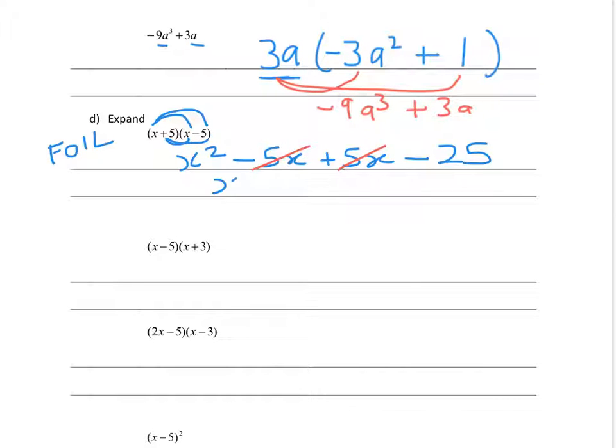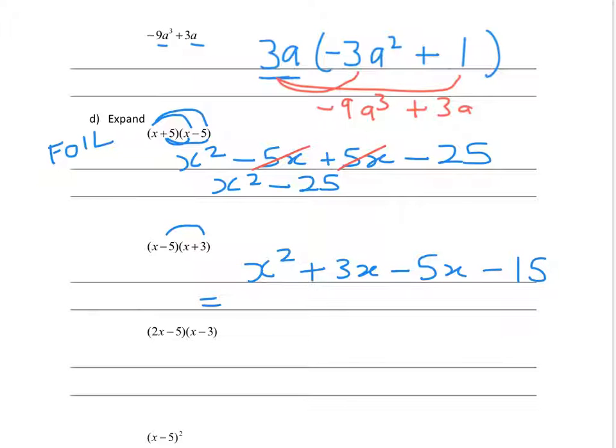And so my answer is just going to be x squared minus 25, which is called a difference of squares, when we lose that middle value. It's good to recognise that. The second one, again, we FOIL it, so we're going to have x squared plus 3x minus 5x, and then negative 5 times a positive 3. A negative times a positive is a negative, and 15.